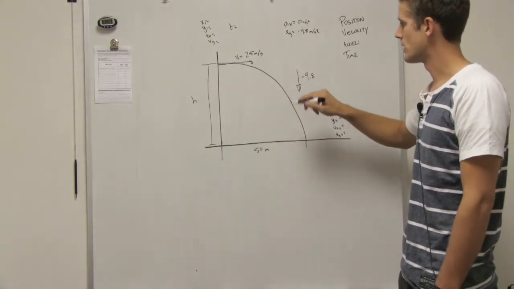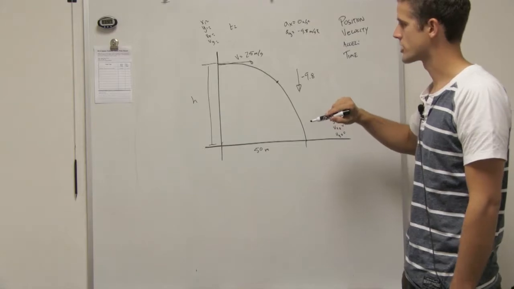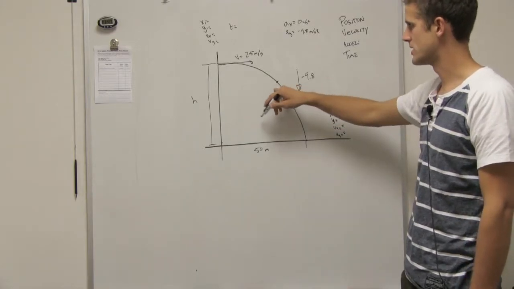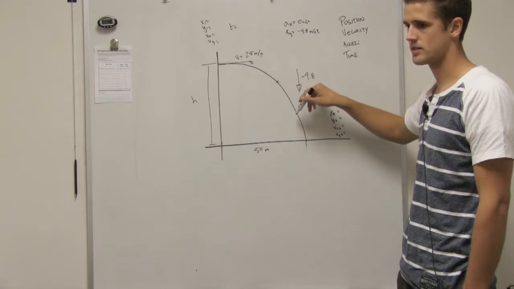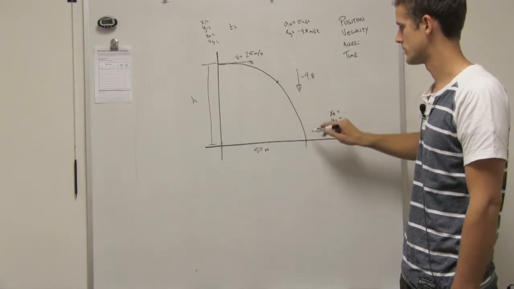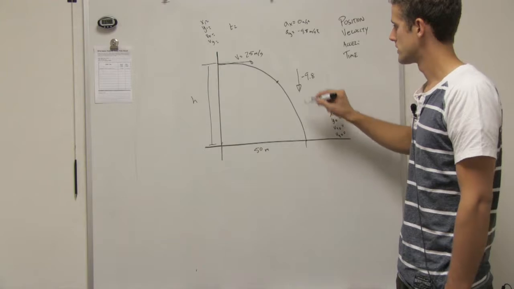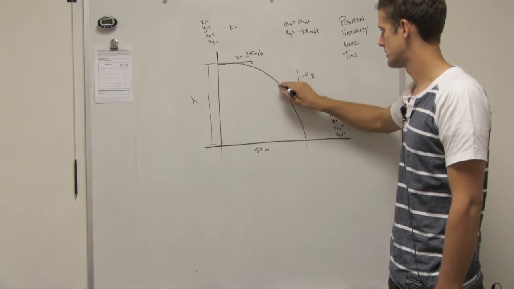So at this point, we don't know for sure that our velocity is going to be 25 anymore. But we do know that the acceleration will always be negative 9.8 for this whole length. So that's why we draw acceleration kind of in the middle.